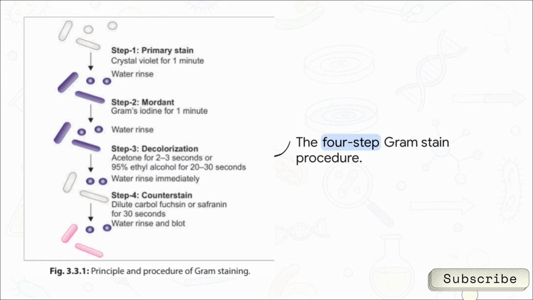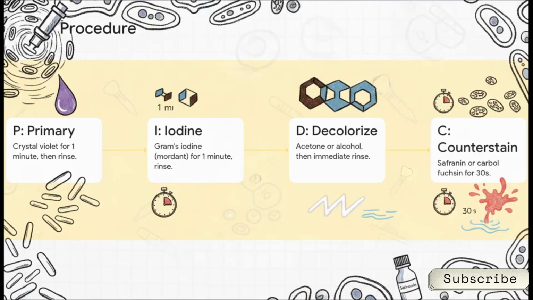Now, I want you to mentally highlight step 3, decolorization, because it is the single most critical step in this entire process. We're going to get into exactly why that is in a second, but first, let's memorize the chemicals and timings. To easily reproduce this on paper, use the mnemonic PIDC. P stands for primary stain.